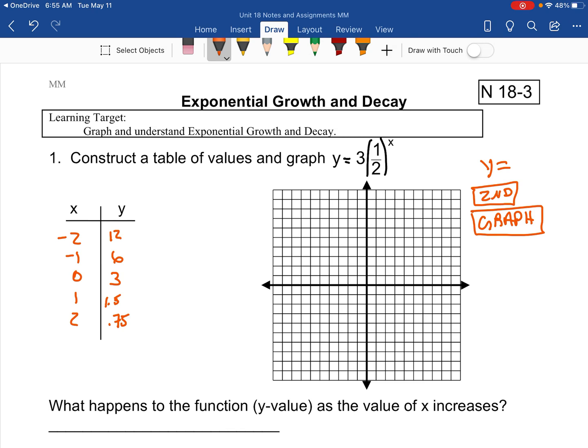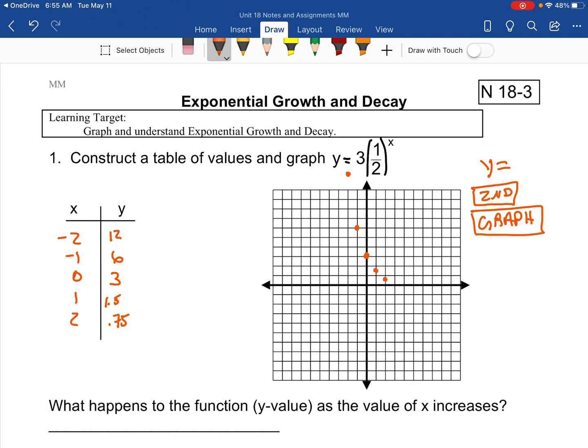So let's graph those values. We've got -2, 12, and that goes off the graph, but that's okay. -1, 6, 0, 3, 1, 1.5, and then 2, 0.75, okay? So you can see these points will not make a line, okay?